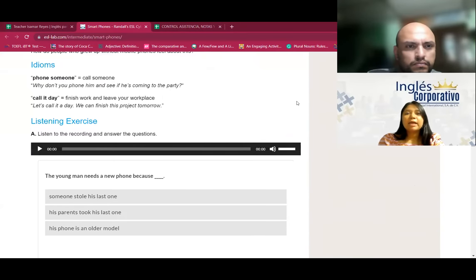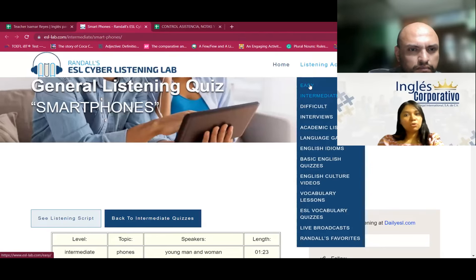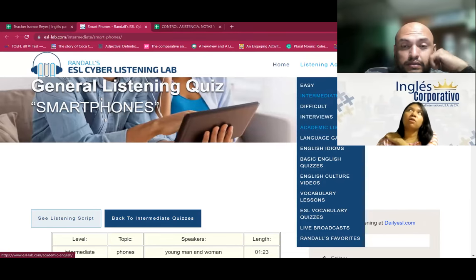Entonces, aquí lo que usted puede ver, fíjese bien. En esta página le dan los niveles. Fíjese, está el easy, el fácil, intermedio, difícil, entrevistas. Hay también audios académicos. Hay también como juegos.